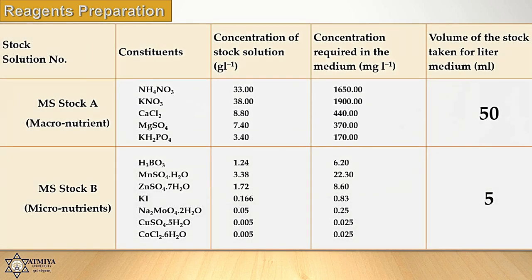In this table, the main constituents of macronutrients, stock A, and micronutrients, stock B, their stock concentration, their final required concentration in 1 liter medium, and the volume to be taken to prepare 1 liter of medium, is given. You can pause the video and note it down for your future reference.